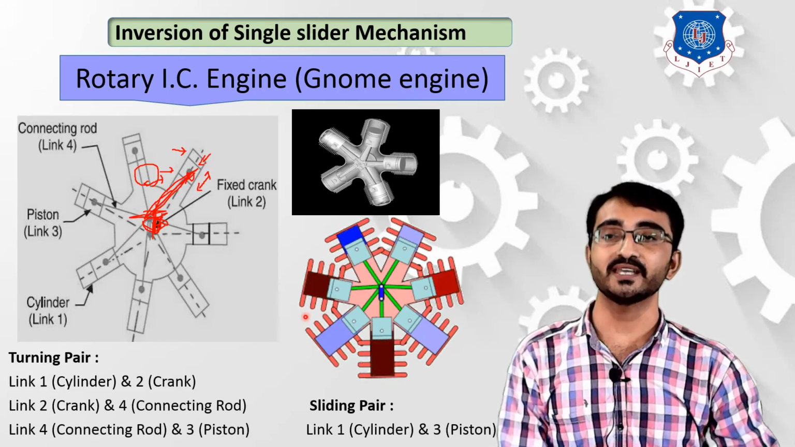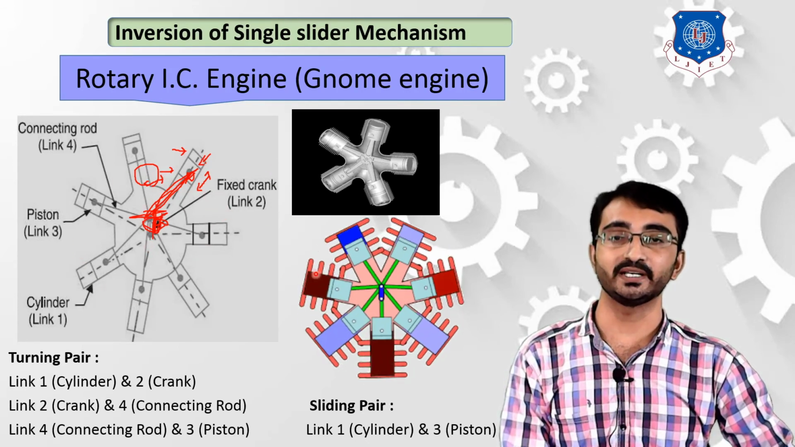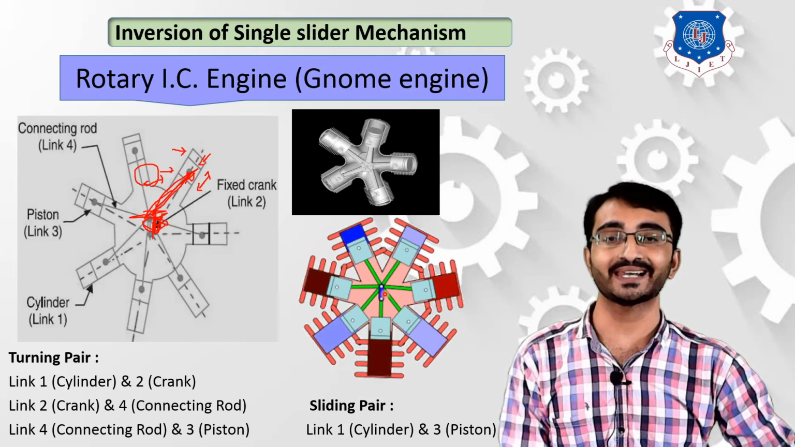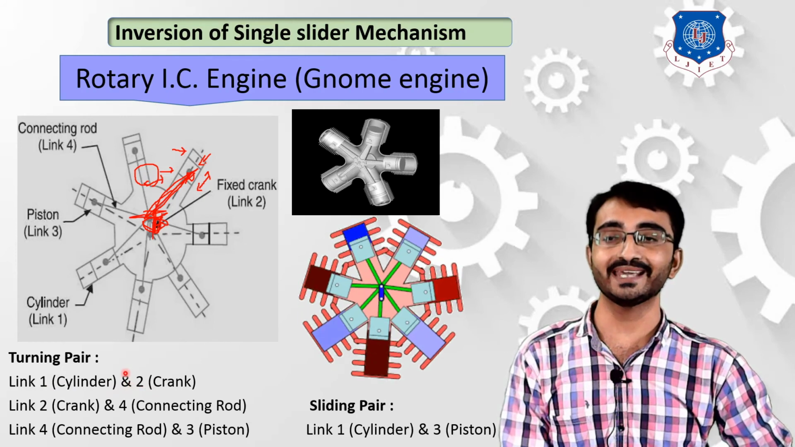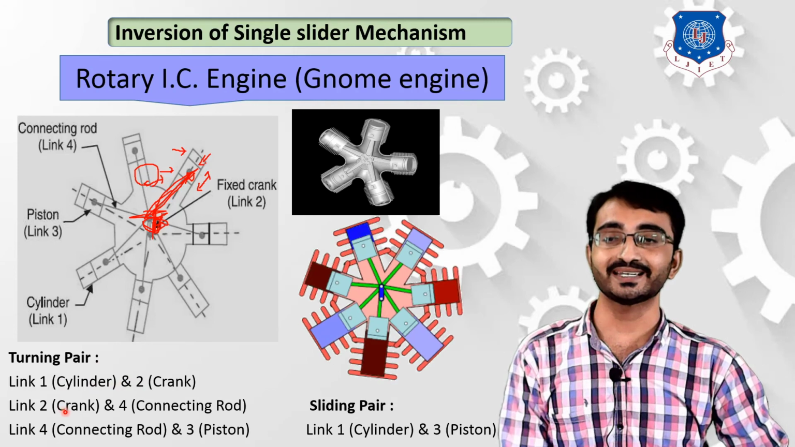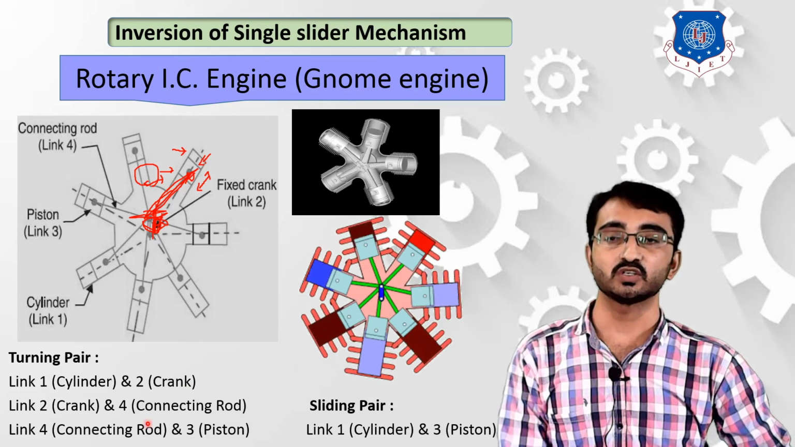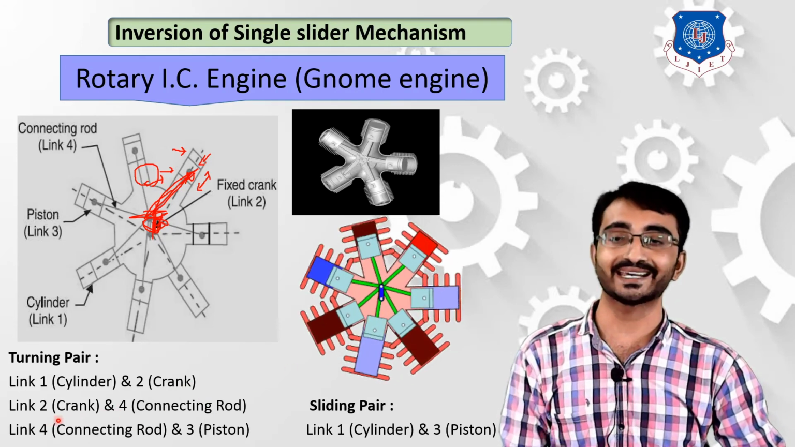Let's identify the turning and sliding pairs in this mechanism. First of all, all the cylinders are rotating with respect to your fixation, that is your crank body. So your link number 1 and link number 2, that is your crank and your cylinders, will form one turning pair. Now this crank is connected with your connecting rod, and with respect to this crank your connecting rod is also turning. So link number 2 and link number 4 will form your second turning pair.